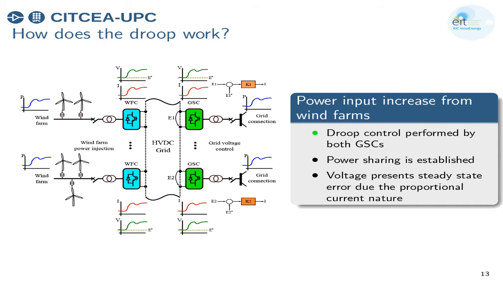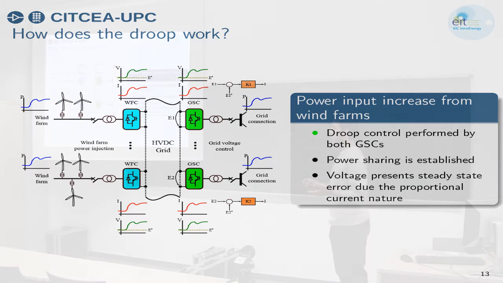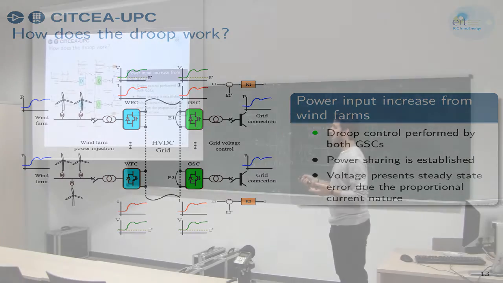Then this deviation can be compensated by upper level controllers like secondary controllers and all that stuff that can change these references so that this steady state voltage is stable at the nominal values. But in any case, it is based on this principle. What it's doing is establishing a power sharing.